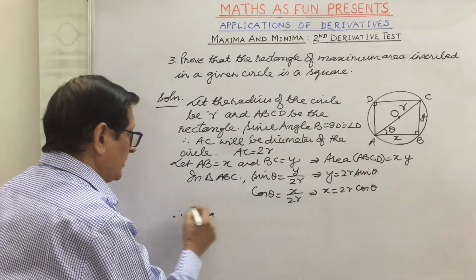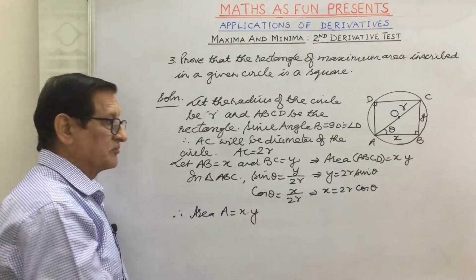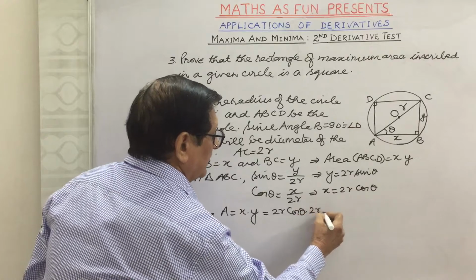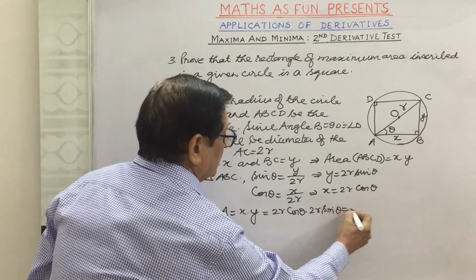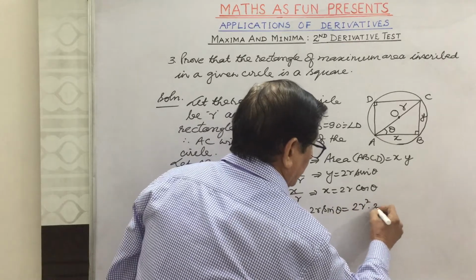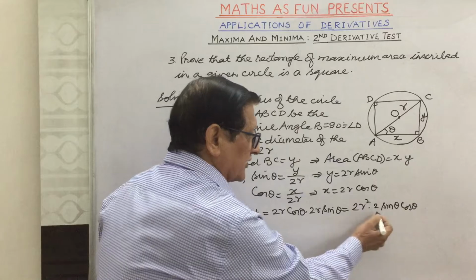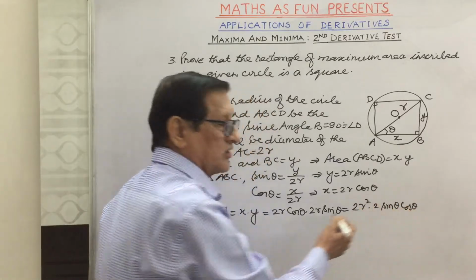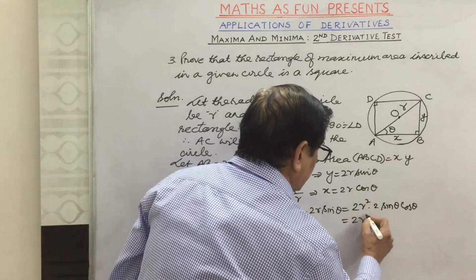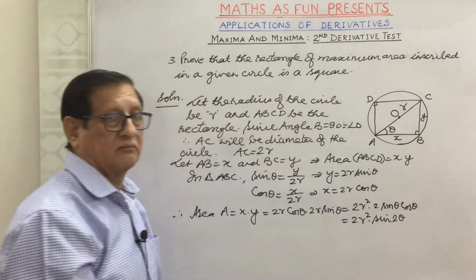Now we can find the area. Therefore area A is equal to x into y. Substitute the values, that is 2r cos theta into 2r sin theta. This is equal to 2r square into 2 sin theta cos theta. Why we have taken this? Because we know that 2 sin theta into cos theta is sin 2 theta. So we can write this as 2r square into sin 2 theta.